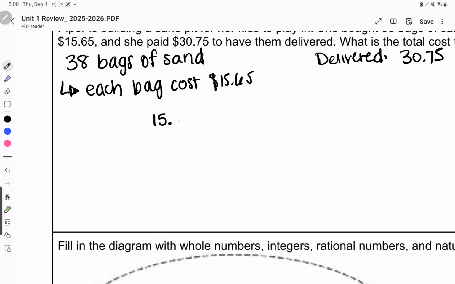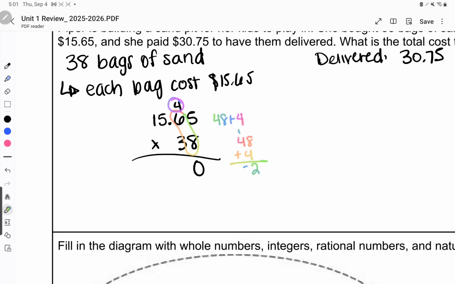Well, $15.65 goes on top because it has more digits, and then 38 goes on the bottom. We start with 5 times 8. 5 times 8 is 40, so I write down a 0, and I carry my 4. Then I have 6 times 8. 6 times 8 is 48, plus 4 gives us 52. So we write down a 2 and carry our 5.